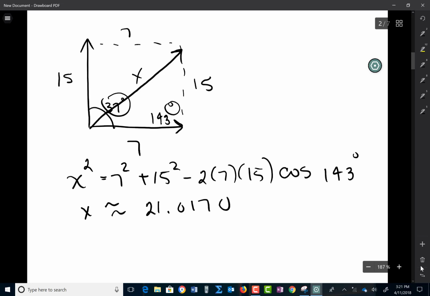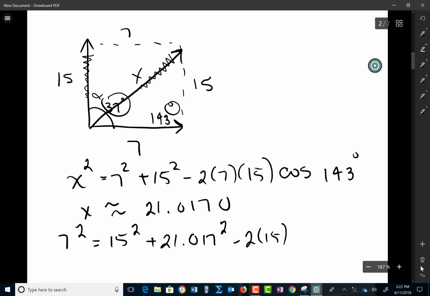21.0170. And then it said the resultant force has an angle of what with the 15-pound force? So it's saying this is the resultant, this is the 15-pound force that I drew. So it's asking you for that angle. So when I did the math there, I just again did the law of cosines, and I did 7 squared equals 15 squared plus 21.017 squared minus 2 times 15 times 21.017 cosine of my angle.